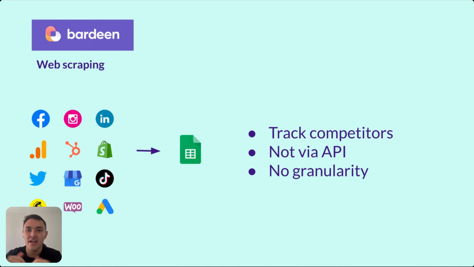You could do something like this with Bardeen or tools for web scraping. You can say, hey, every 24 hours, I want you to scan this TikTok profile or this LinkedIn profile, and then store that data, store those followers in these Google Sheets. That's another way to collect your marketing data.